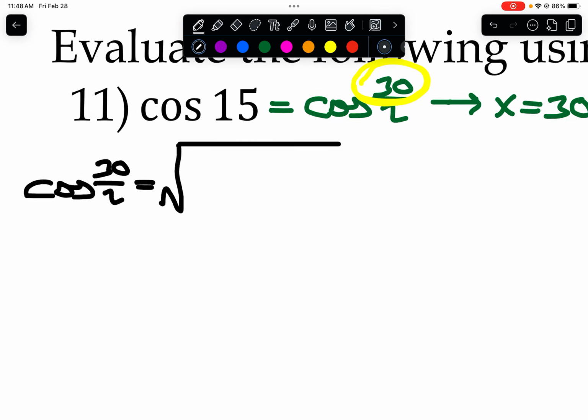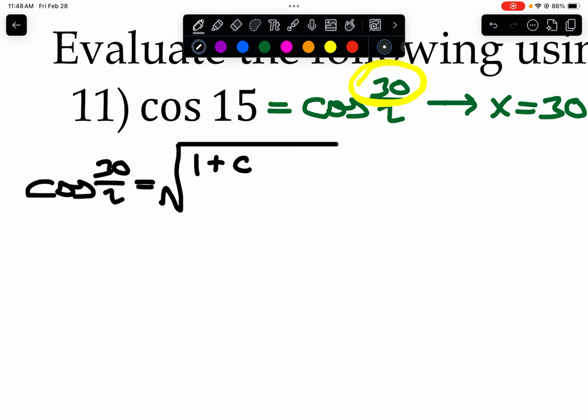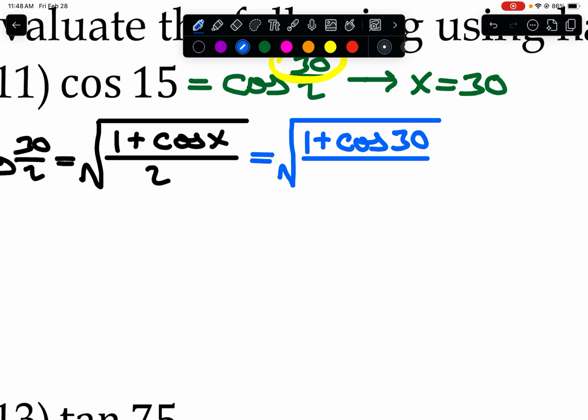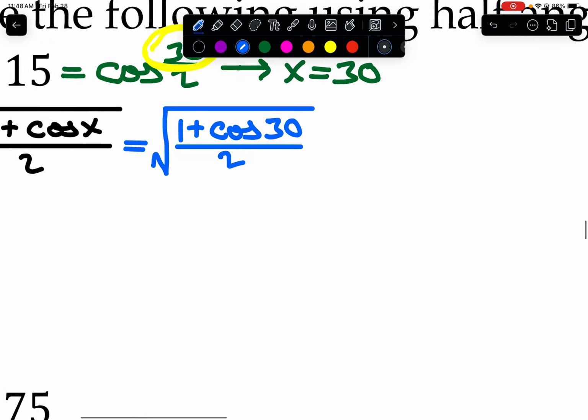So my angle here is going to be the square root of 1 plus cosine x, and then divided by 2. I know those square roots can make these a little bit more daunting, but it's just algebra. So you're going to plug in that 30 for your x value. Now we're going to have 1 plus cosine of 30 degrees, divided by 2, and then we're going to simplify this.